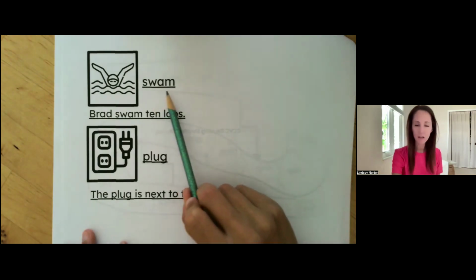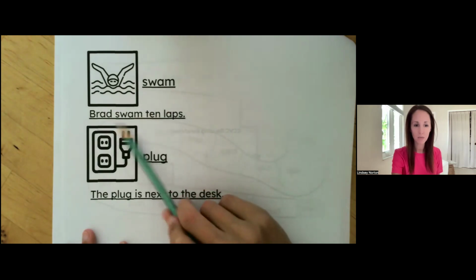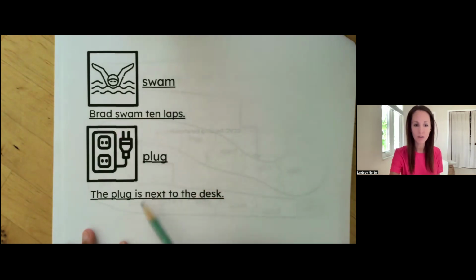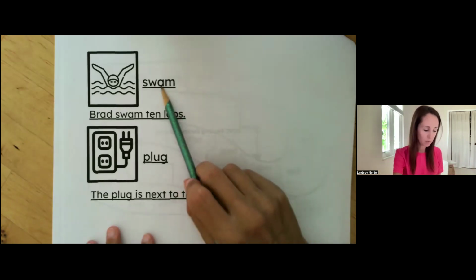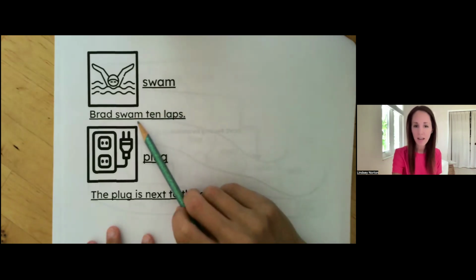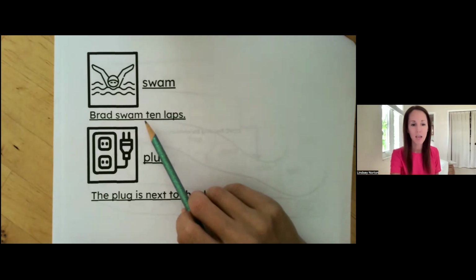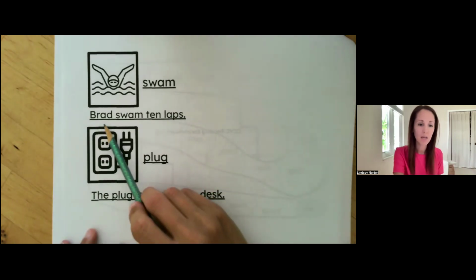So you can have them read the word and then read the sentence, read the word, read the sentence, and then you could be done at that point and move on. Or if you want to extend the activity, you could have them read the word and then read the sentence and then ask them some questions like, what do you notice about the B in Brad?